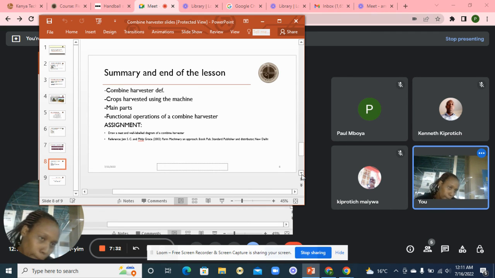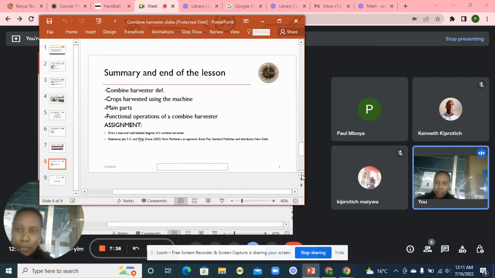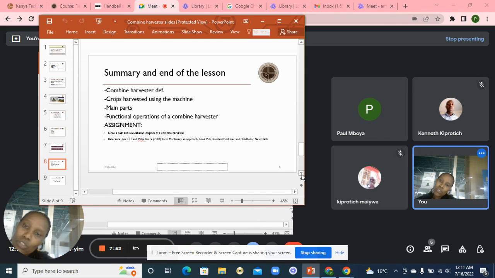Paul, yeah, parts of a combine harvester. Good. Anyone else? Crops harvested using a combine harvester. That's good. So that's what you have learned today.